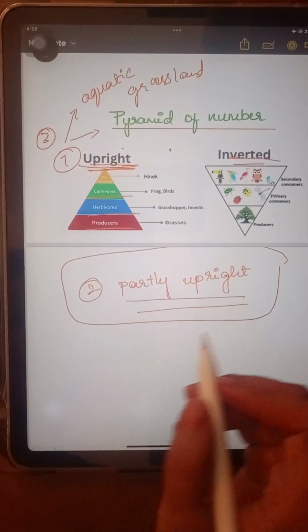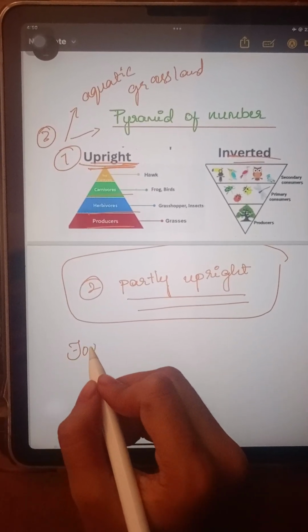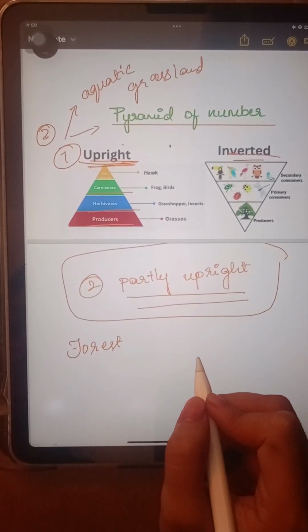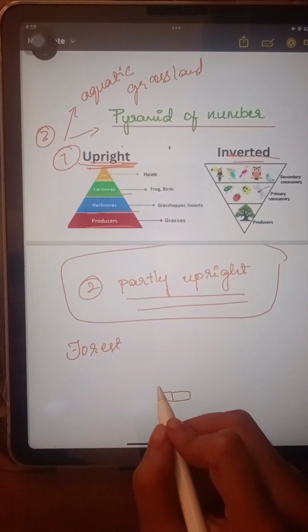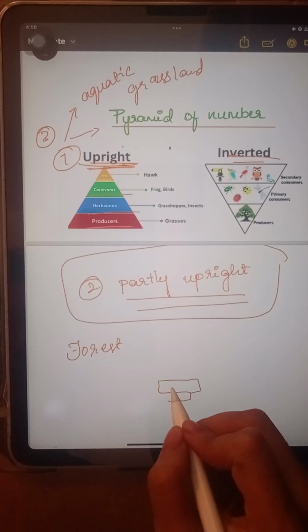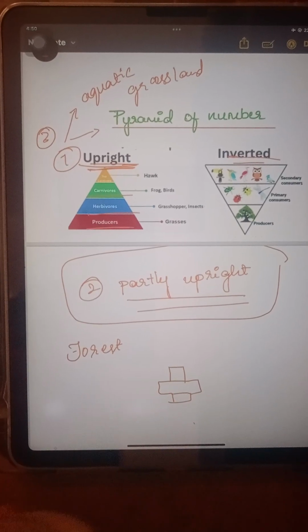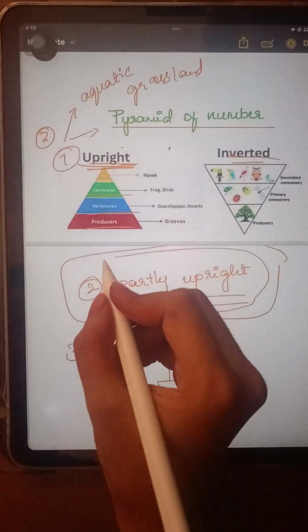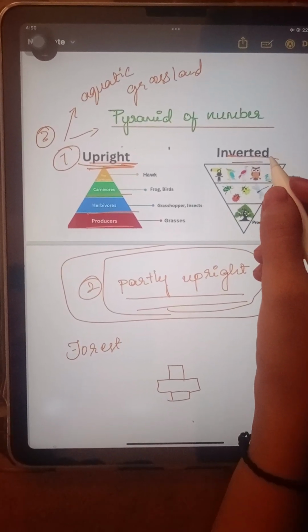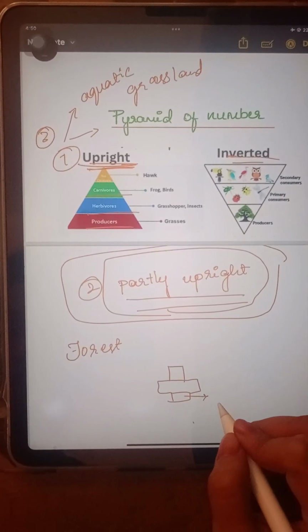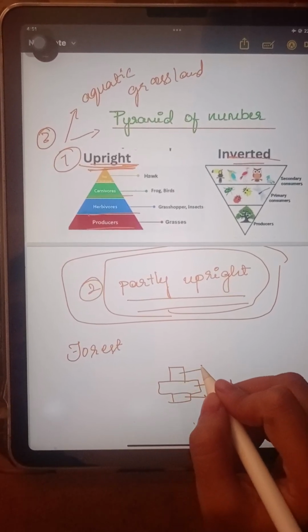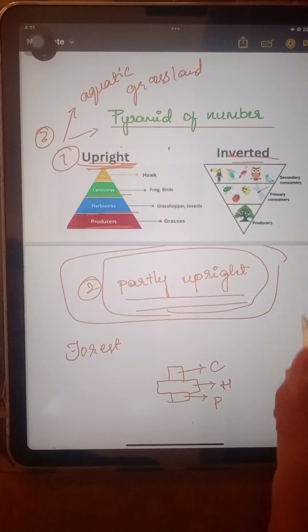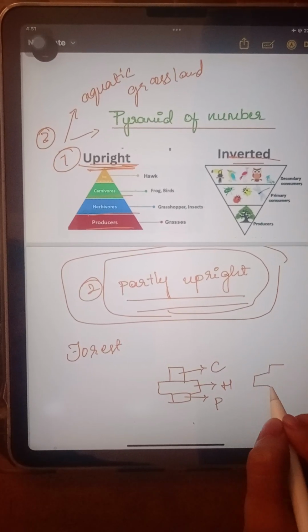Whereas partially upright is found in forest type of ecosystem, where the producers are lesser in number, and there is a greater number of herbivores and in turn fewer carnivores. So this is partially upright pyramid. Here this is producers, this is herbivores and this is consumers. It is in the form like this.